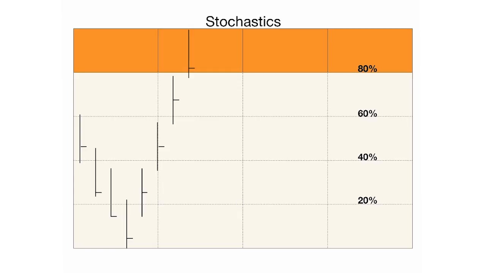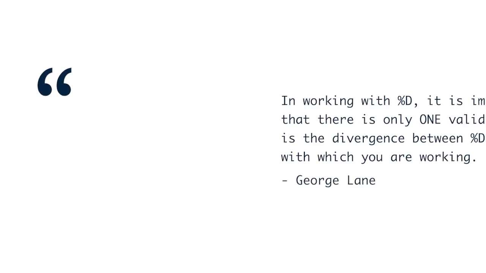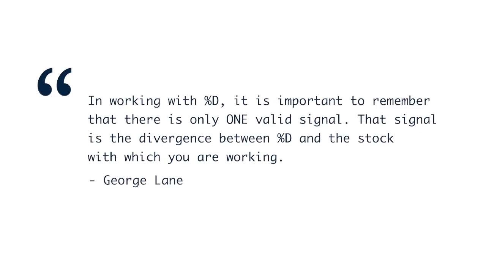So what stochastics does is it takes a range over the last few days. In this case, a 5-period stochastics would say that from this point to this point is 100%, and price closed at 82%. And that would be %K, and then %D would be a moving average of that. And it's important to remember on stochastics, according to George Lane, there is only one valid signal, and that is the divergence on %D.